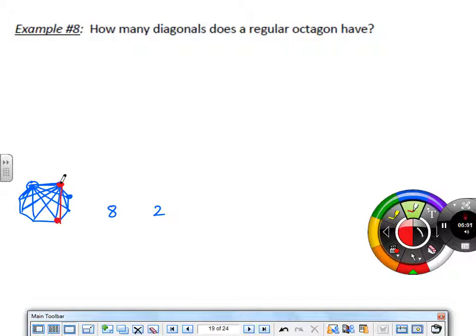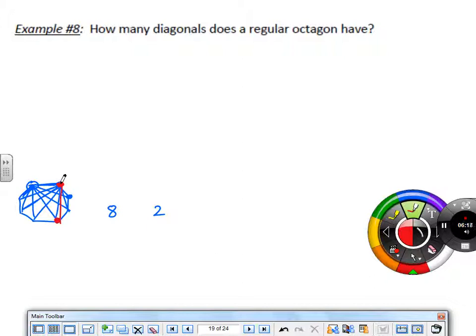Okay, so it mattered in the raffle problem because when we picked 4 people, they each got a different prize if they were picked in a different position, right? So order mattered. Here, when I pick the 2 vertices, it doesn't matter which one I pick first or second. They're both just part of that one diagonal.